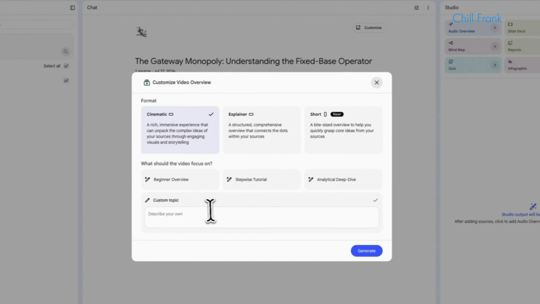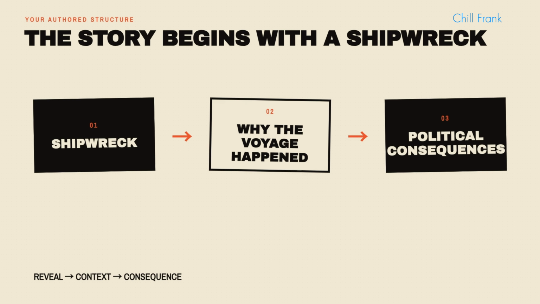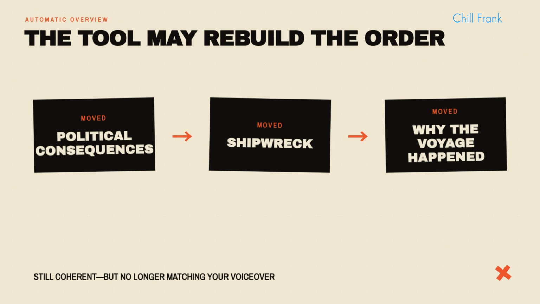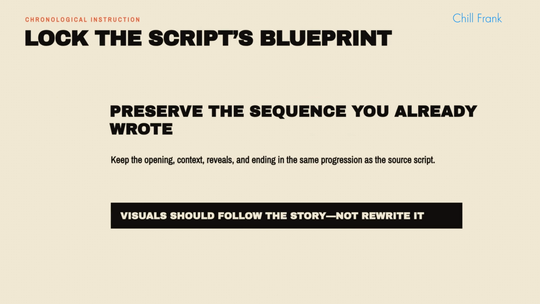Example: imagine your script begins with a dramatic shipwreck, moves backward to explain why the voyage happened, and then reveals the political consequences at the end. NotebookLM might decide to begin with the political background, summarize the economic reasons for the voyage, and save the shipwreck for the middle. The generated video may still make sense on its own, but it will no longer match the voiceover you originally wrote. The source order instruction pushes NotebookLM to preserve your structure instead of creating a completely new one.